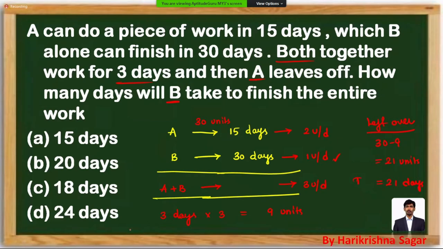How much time did B spend? A and B are working for 3 days, which means B is actually working for 3 days here, plus 21 days here. So the total time spent by B in finishing the work will be equal to 24 days. Mark your answer choice as option D. Look at the next question available on the screen.